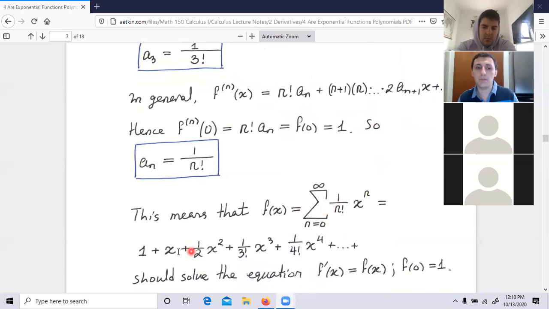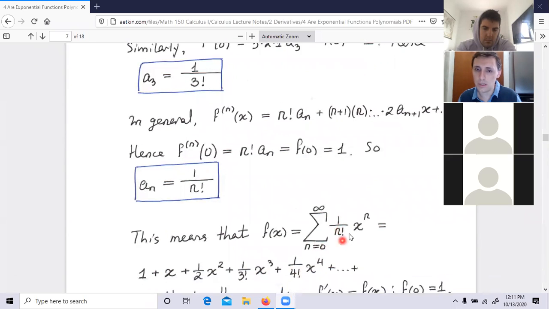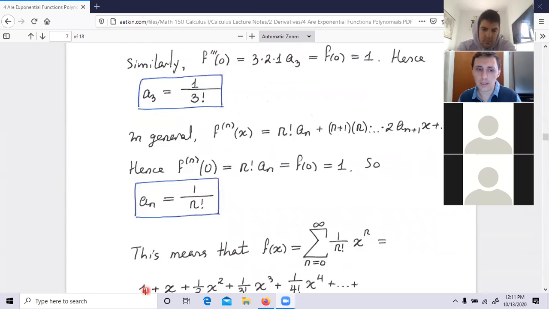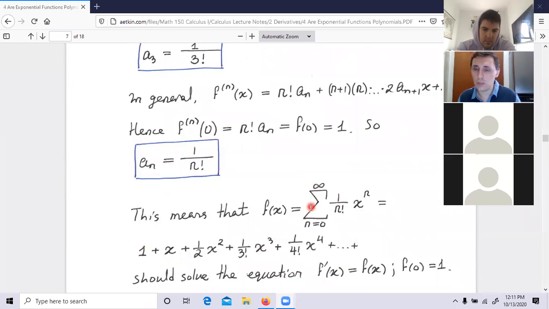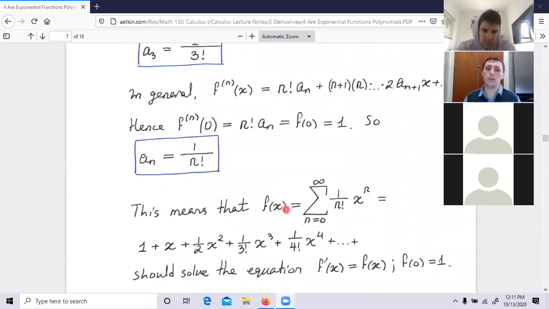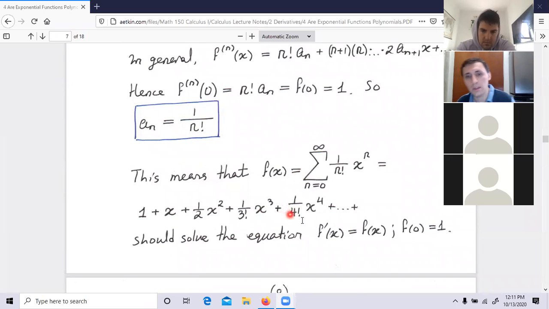So that means n is equal to 0, it's 1, then plus x, plus 1/2 x squared, plus 1 over 3 factorial x cubed, plus 1 over 4 factorial x to the power of 4, and onwards, forever. That's what this means. You understand? This first is x to the 0, then x to the 1, then x to the 2, and it tells you what to do with n. Good? You understand this notation, I hope. It's very useful and it's not arbitrary.